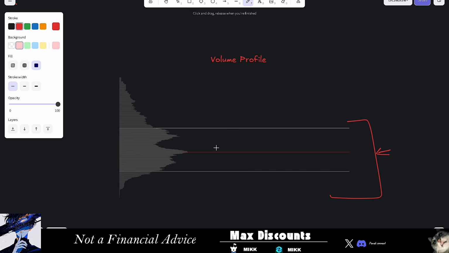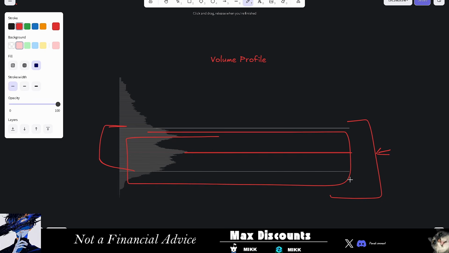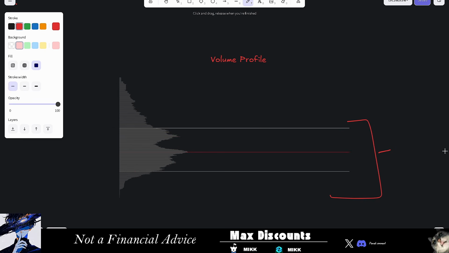Now, what is a volume profile? So you see this zone and this red line. This zone is the value area, and this red line is the POC. Now, what is a value area and POC? You see there are two lines. The lower one is the value area low, and the upper one is the value area high, and the middle one is the POC.